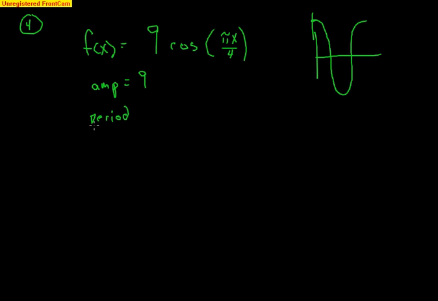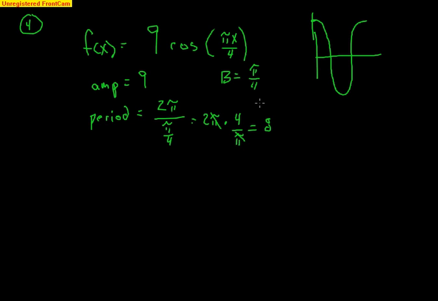My period is going to be my b value real quick. My b value is everything but the x. So it is the pi over 4. So my period is going to be 2 pi, using the formula, 2 pi divided by pi over 4. That is the same as 2 pi times the reciprocal, which is 4 over pi. Get ready for this. Pi's cancel. I get 8. So my period length is 8. Very weird period length, 8.